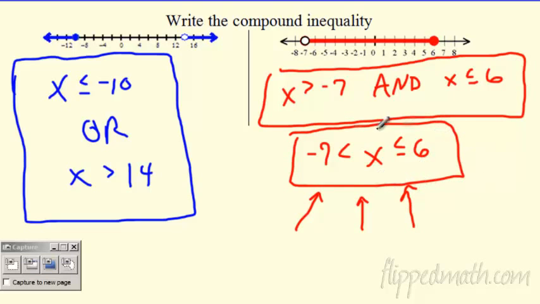But this is way better, and this is how you're going to see it, and I'm going to refer to it. And it makes sense. X is sandwiched between negative 7 and positive 6. So it's sandwiched in there. So we're going to use this notation here. So we're going to use compound inequalities to solve these.